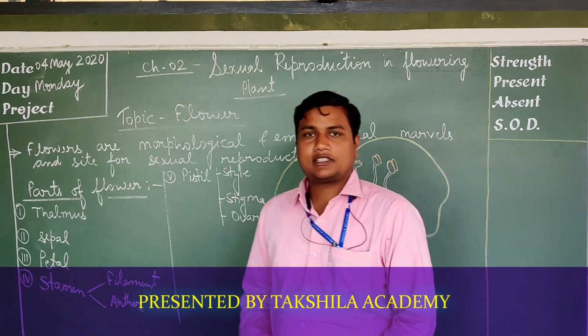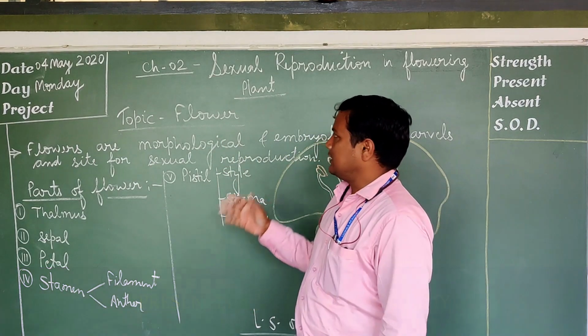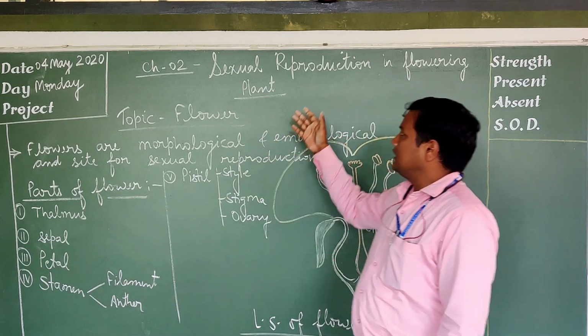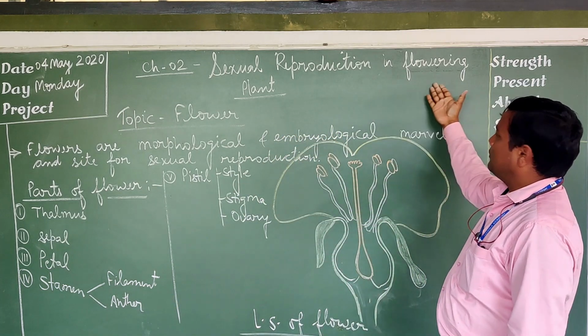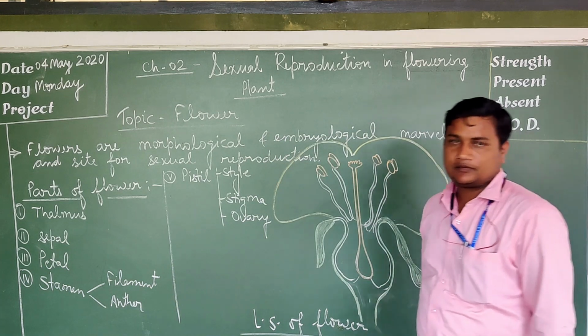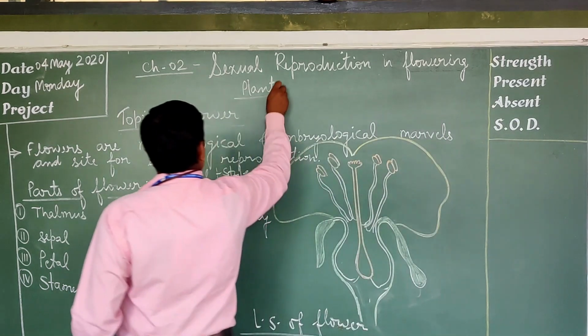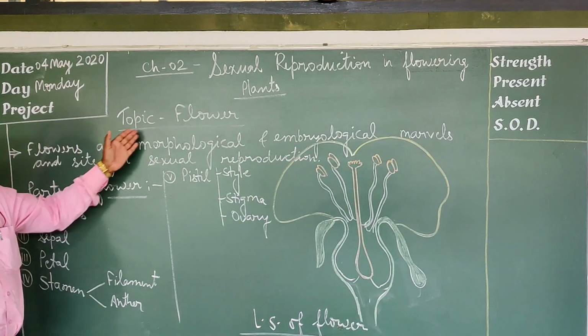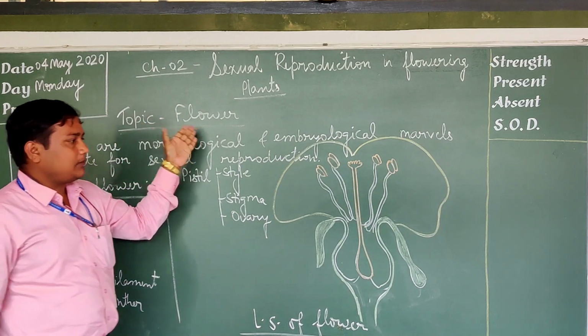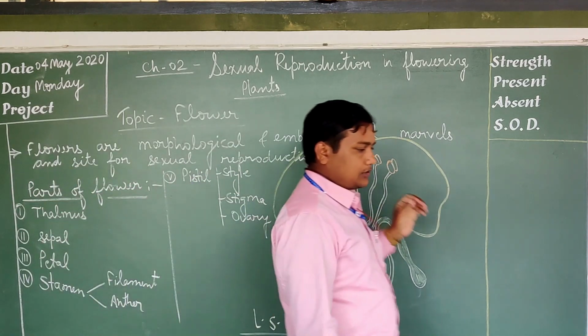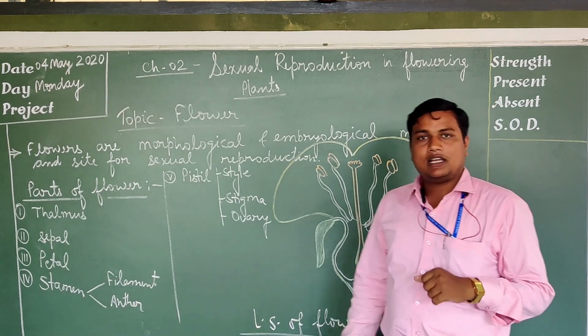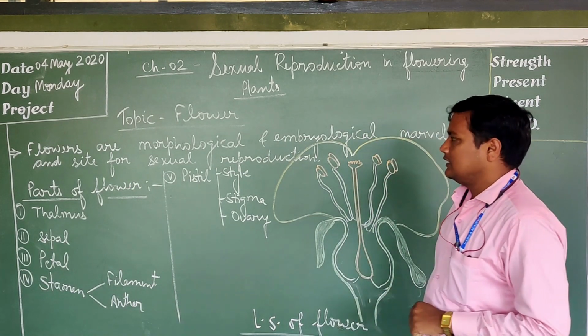Today I am going to discuss chapter 2 in class 12. The name of the chapter is Sexual Reproduction in Flowering Plants. So today's topic is the flower. I am going to discuss the flower, types of flower, parts of flower and structure of flower.